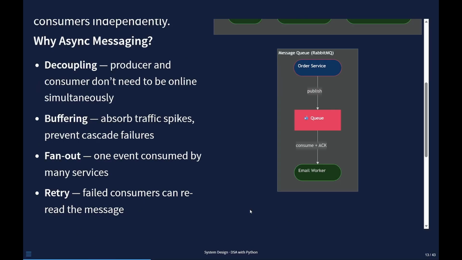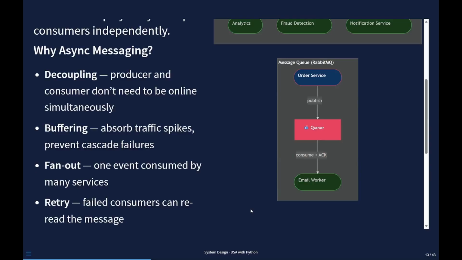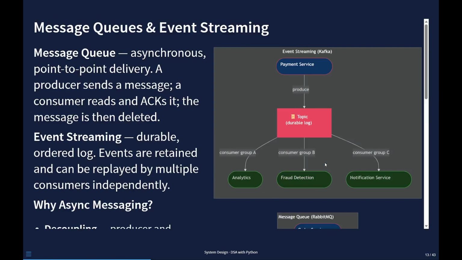Click, the diagram contrasts the two models side by side. In the queue on the left, the order service publishes a message, and one email worker processes it. In the Kafka stream on the right, the payment service produces an event that is independently consumed by an analytics service, a fraud detection service, and a notification service, all from the same durable topic.